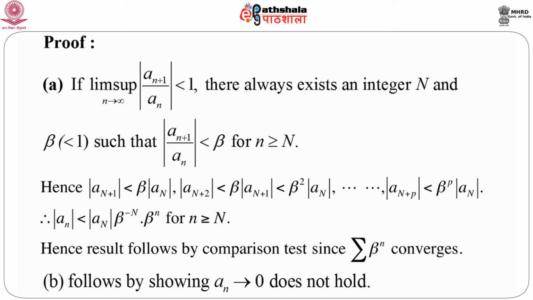We can see that the result follows immediately because beta is less than 1 and summation beta to the power n is convergent. So this proof is complete.